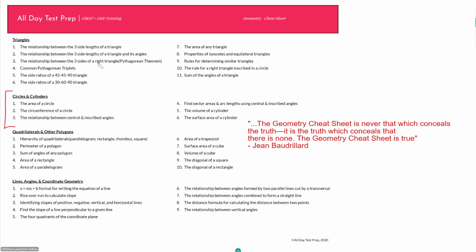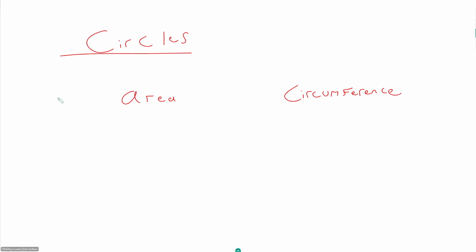And maybe at the end of each section, I will make a summary video where you can reconcile your cheat sheet with mine. But we'll be starting here. Let's start talking about the two most fundamental things you need to know for circles and cylinders. So we're talking about circles, and the two things you need to know: how to find the area of a circle, and how to find the circumference of a circle.